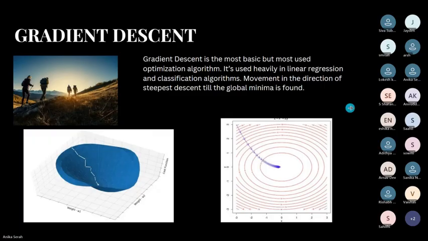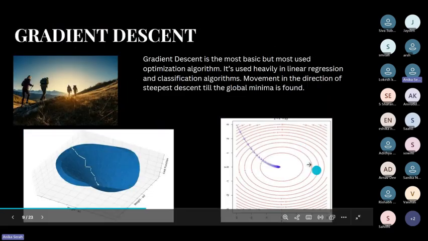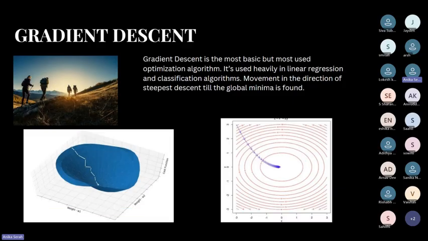And yeah, so gradient descent is something that we all know. It's the most basic optimization algorithm, and it's used heavily in linear regression and classification. So gradient descent is just moving in the reverse direction of the steepest slope. If you have a loss function and you have a point where the slope is really steep, you're going to make a larger step in the reverse direction.